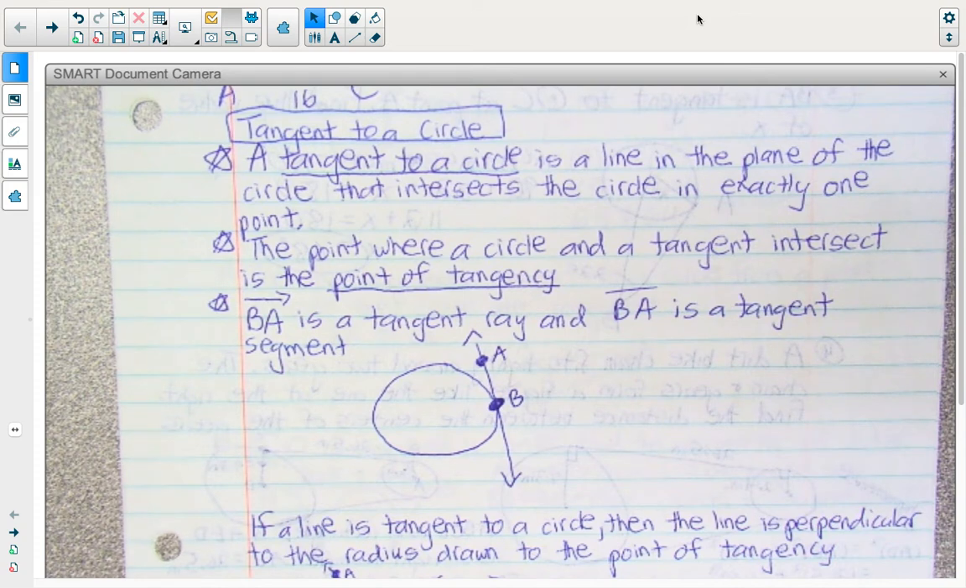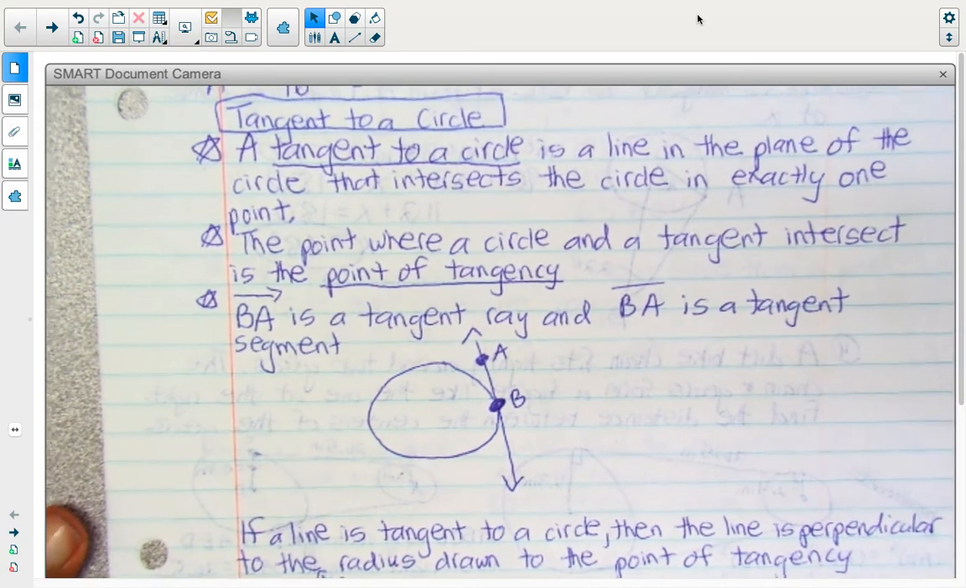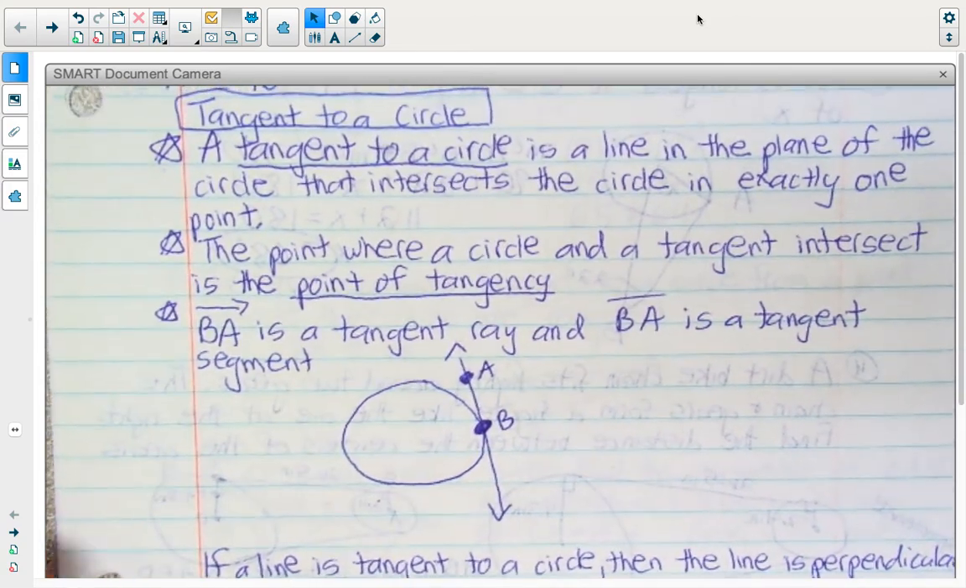A tangent to a circle is a line in the plane of the circle that intersects the circle in exactly one point. The point where a circle and a tangent intersect is called the point of tangency. Ray BA is a tangent ray, and BA is a tangent segment. So I got a picture down here. Lots of times it's good to look at a picture, a little visual of what's going on.